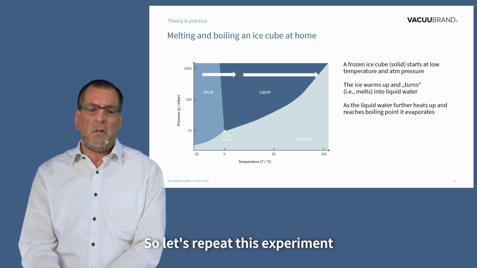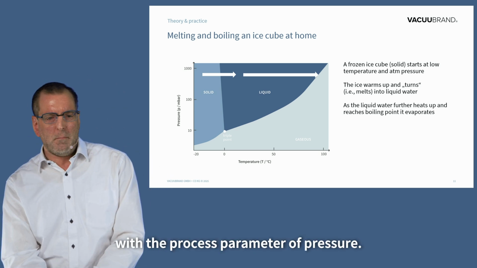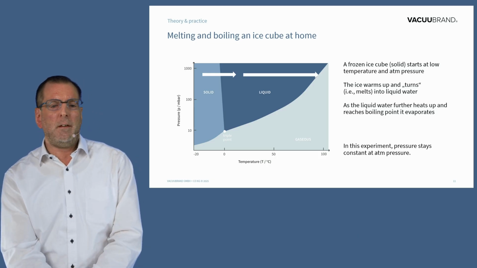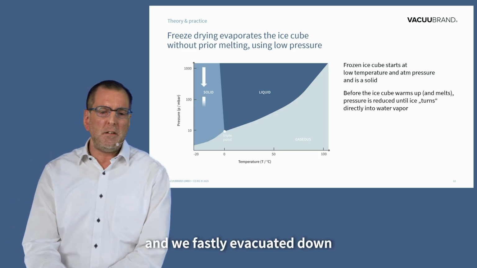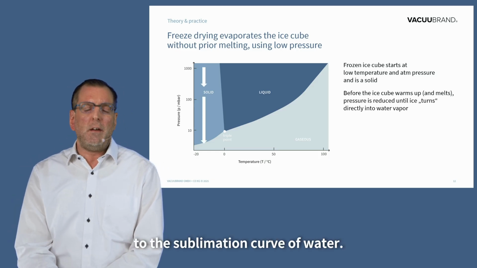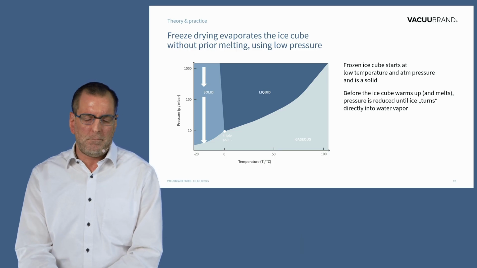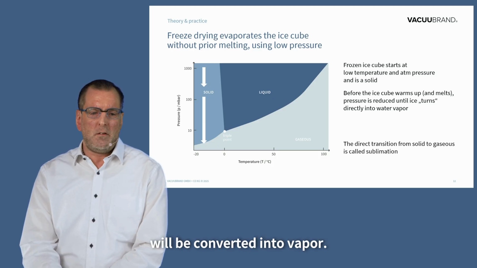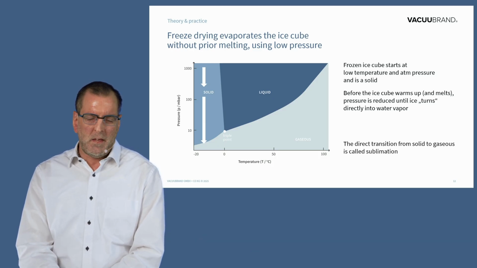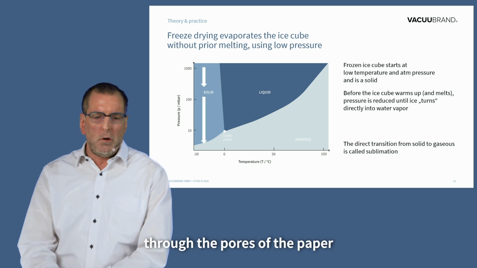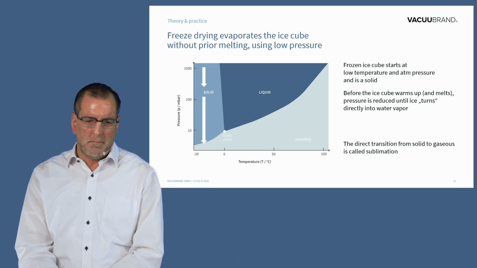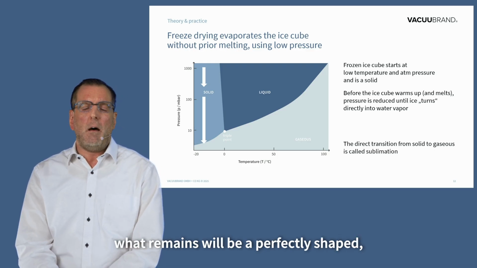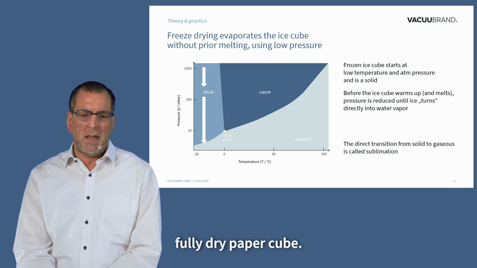So let's repeat this experiment with the process parameter of pressure. Again, we take our paper-wrapped ice cube and we rapidly evacuate it down to the sublimation curve of water. From there, again, the solid ice will be converted into vapor. The vapor itself will escape through the pores of the paper and will disappear. And at the end of this experiment, what remains will be a perfectly shaped, fully dry paper cube.